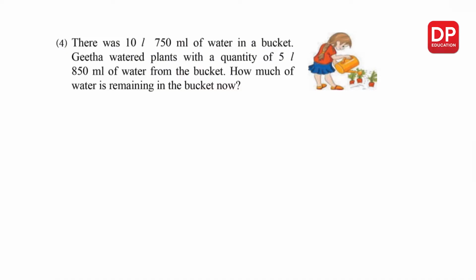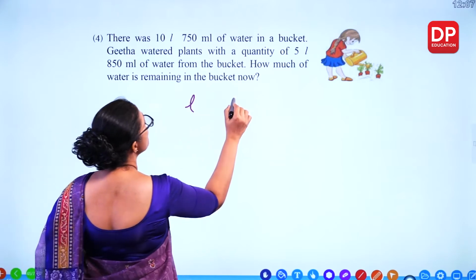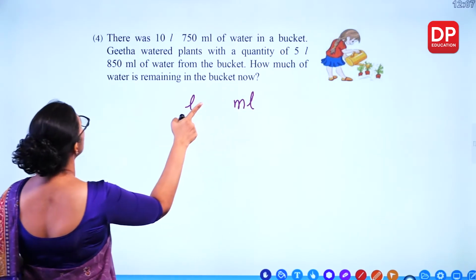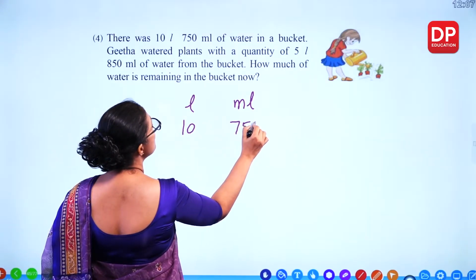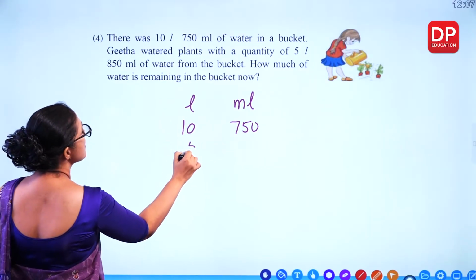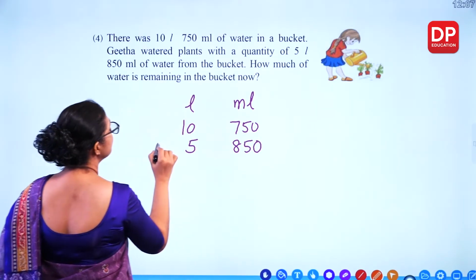Question number 4. There was 10 liters, 750 milliliters of water in a bucket. Geetha watered plants with a quantity of 5 liters, 850 milliliters of water from the bucket. How much water is remaining? Remaining means you have to subtract. What's the total? 10 liters, 750 milliliters. You have to subtract 5 liters and 850.